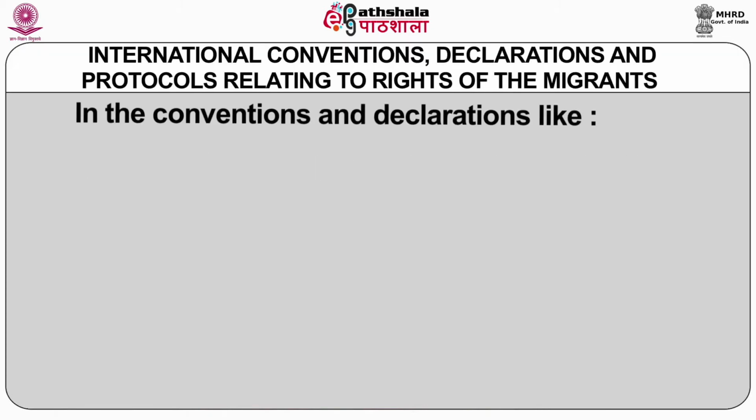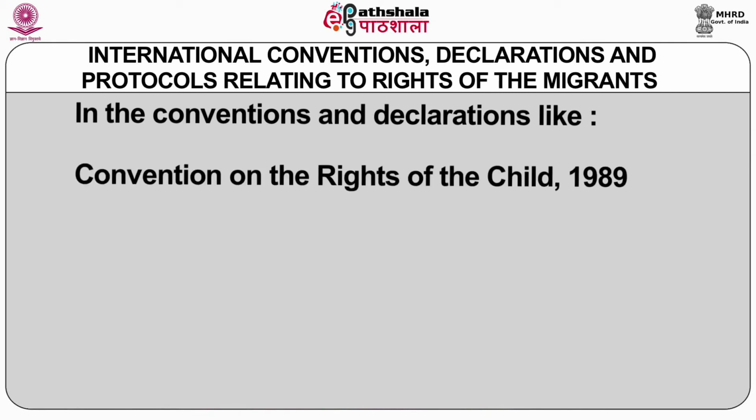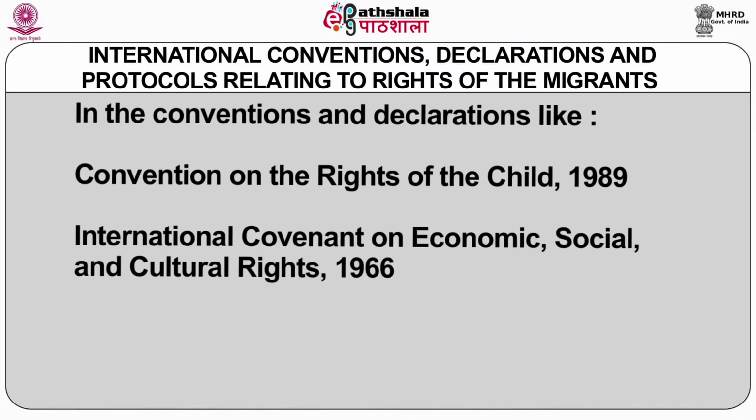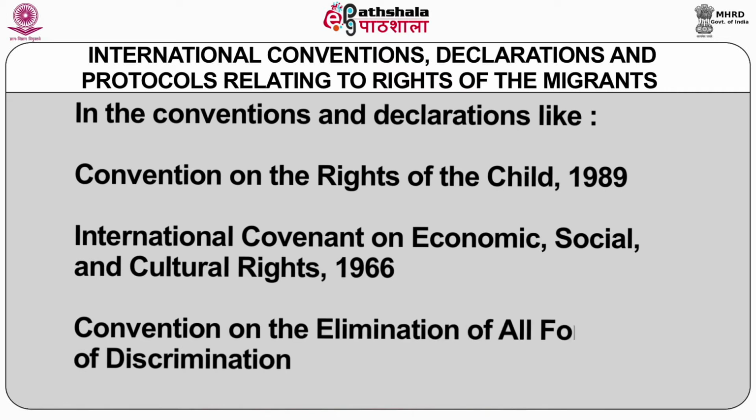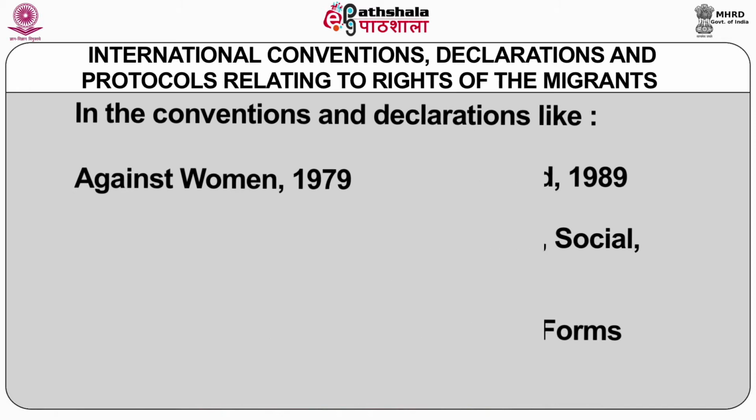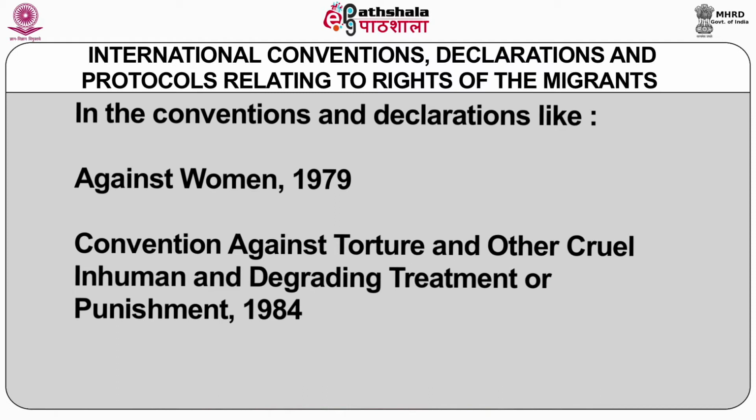In the conventions and declarations like the Convention on the Rights of the Child 1989, the International Covenant on Economic, Social, and Cultural Rights 1966, the Convention on the Elimination of All Forms of Discrimination Against Women 1979, and the Convention Against Torture and Other Cruel, Inhuman, and Degrading Treatment or Punishment 1984.